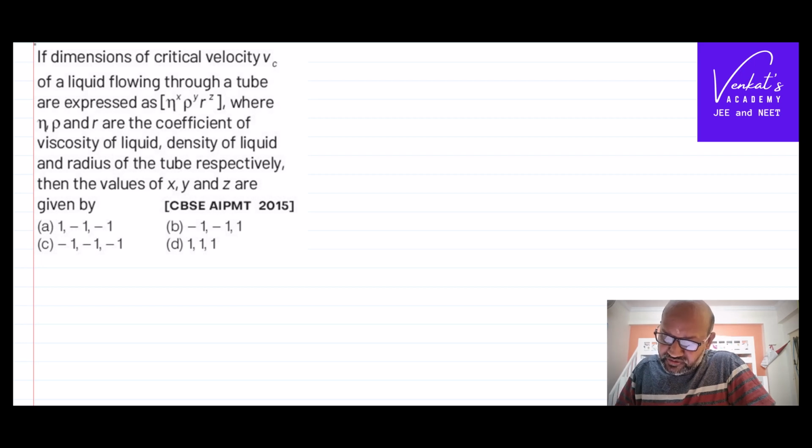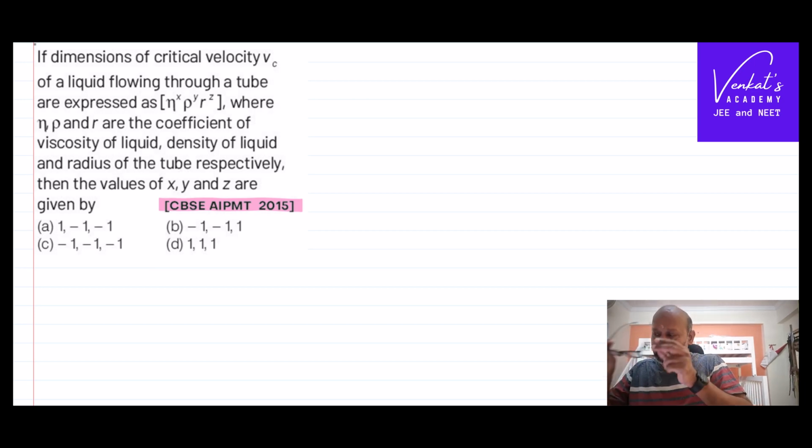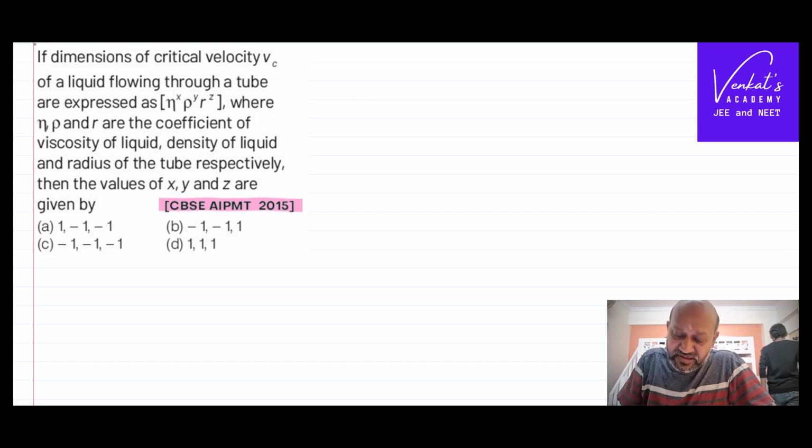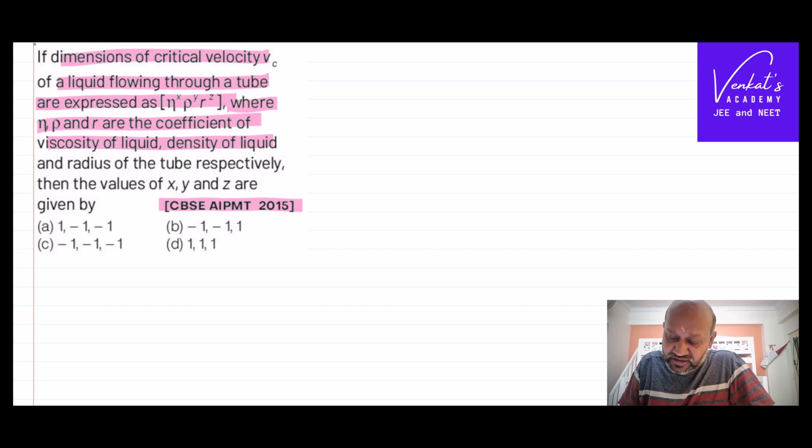Here in this video, we are solving a CBSE AIPMT 2015 question from the chapter called units and dimensions. The problem is this: if the dimension of the critical velocity of a liquid flowing through a tube is expressed as eta power x, rho power y, and r power z, where eta is the coefficient of viscosity, rho is the density of the liquid, and r is the radius of the tube respectively, what are the values of x, y, and z?